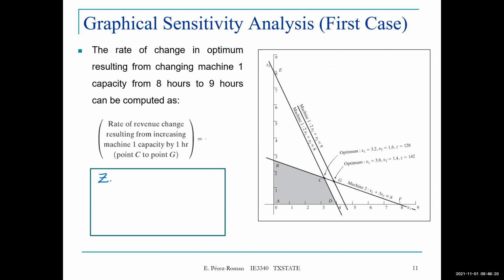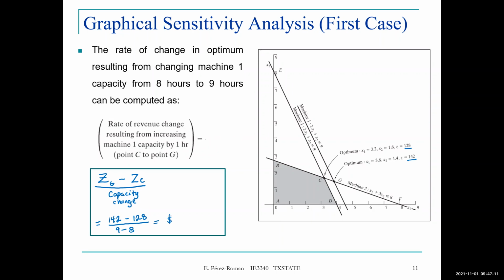That would be, in this case, the objective function value of G minus the objective function value of point C, divided by the capacity change. So in this case, the objective function value, as we can observe here, for the problem in which we have 9 hours for machine 1 is 142. And the objective function value, you see that increased from 128 to 142. And the capacity change in this case is 9 minus 8.